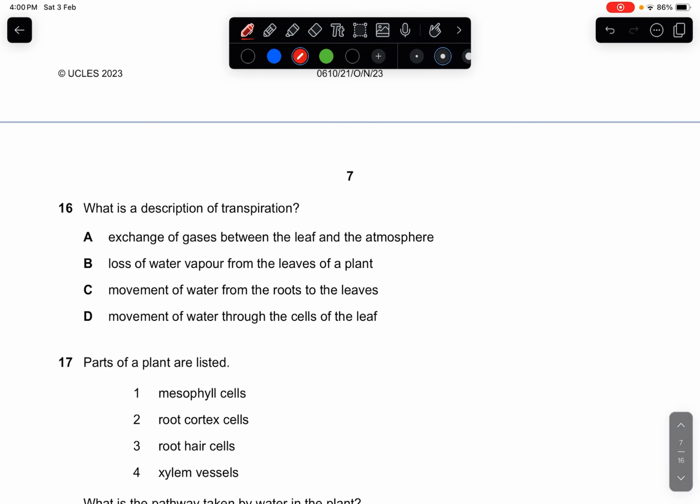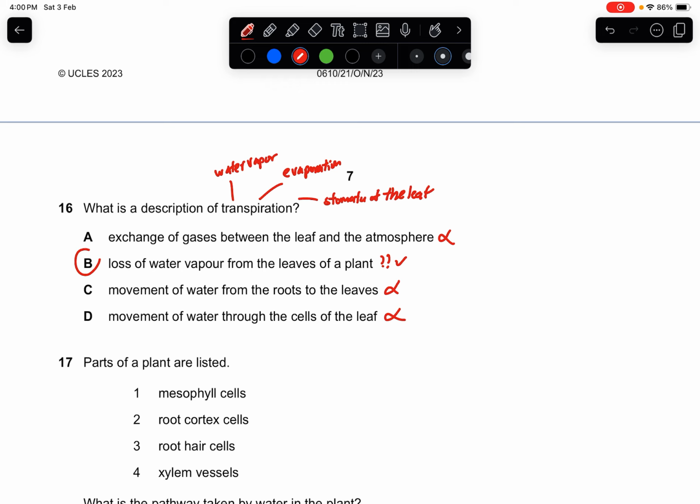Question 16. What is the description of transpiration? Transpiration, the key words we have are water vapor, evaporation, and typically the stomata of the leaf. So let's check all the answers that we have here. Exchange of gases between the leaf and the atmosphere. No. Loss of water vapor from the leaves of the plant. Maybe. Movement of water from the roots to the leaf. No. Movement of water through the cells of the leaf. No. So the answer is B.